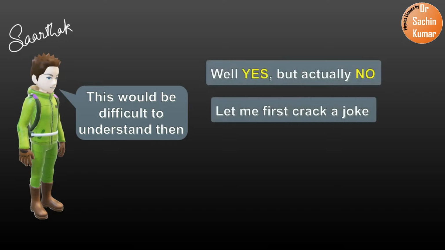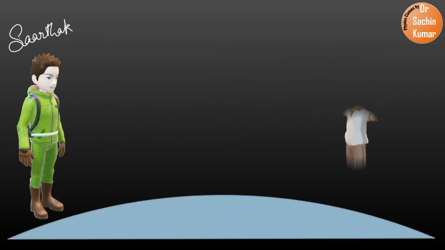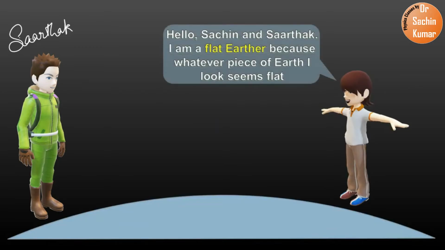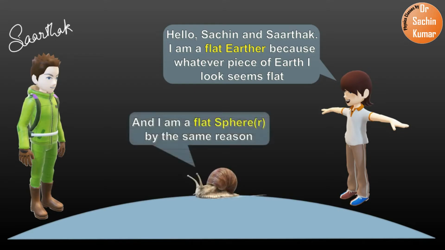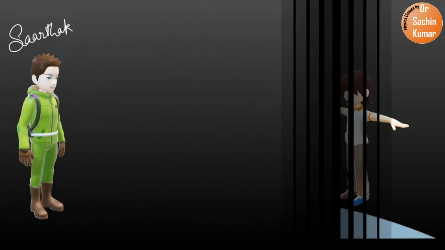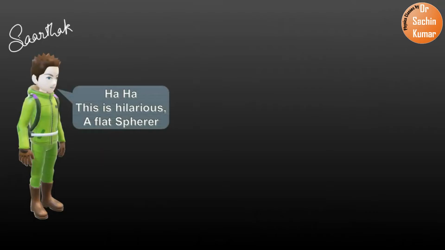Let me first crack a joke about it. Here is a boy who says, hello Sachin and Sarthak, I am a flat earther because whatever piece of earth I look at seems flat. Now, this other beautiful creature says, I am a flat sapphirer for the same reason. Ha ha ha, this is hilarious. A flat sapphire. Dear Sarthak, this is a joke.